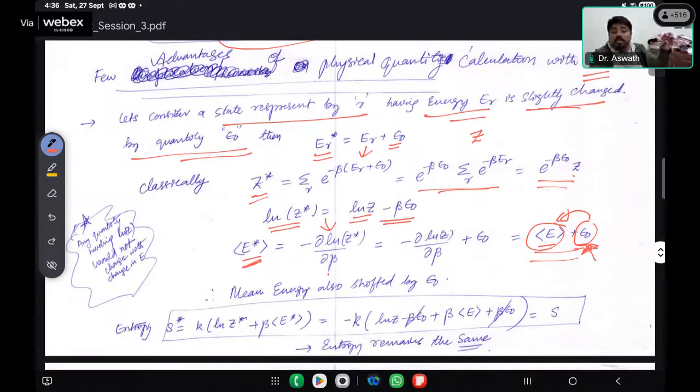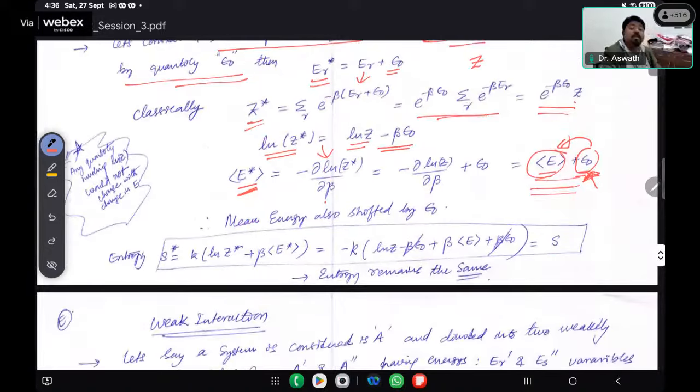When I supply the energy to each one of them, the average energy is raised by some quantity E naught. That information we can tell in general, but the proof is there through the partition function. Similarly, you can also find the entropy. Entropy is connected to the partition function, and also to the average energy. From there, you can find the entropy.